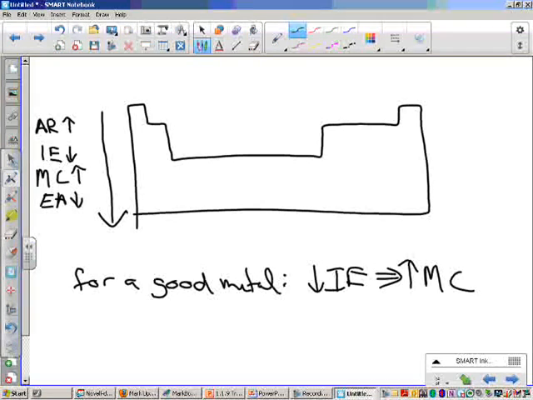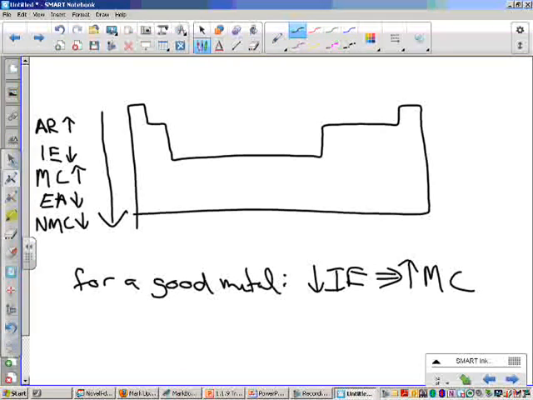This is kind of a silly thing to say, but if the metallic character increases as you move to the bottom where you've got the rock star of metals down here in the corner, what's going to happen to the non-metallic character? The non-metallic character, yeah, it's going to decrease. You cannot have a good metal and a good non-metal in the same spot. It just makes no sense.